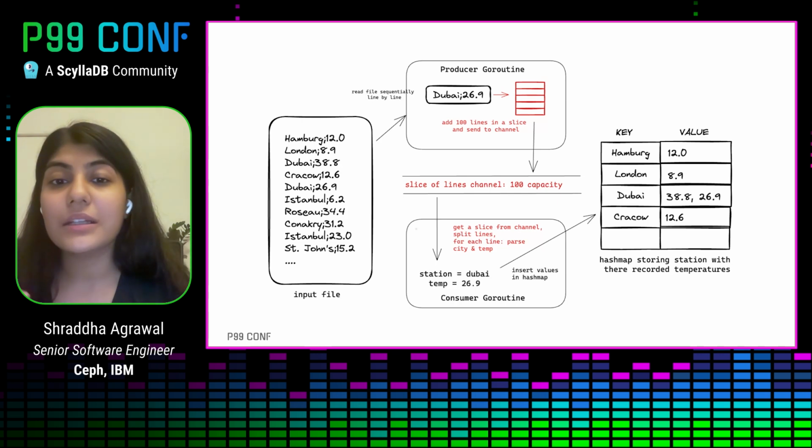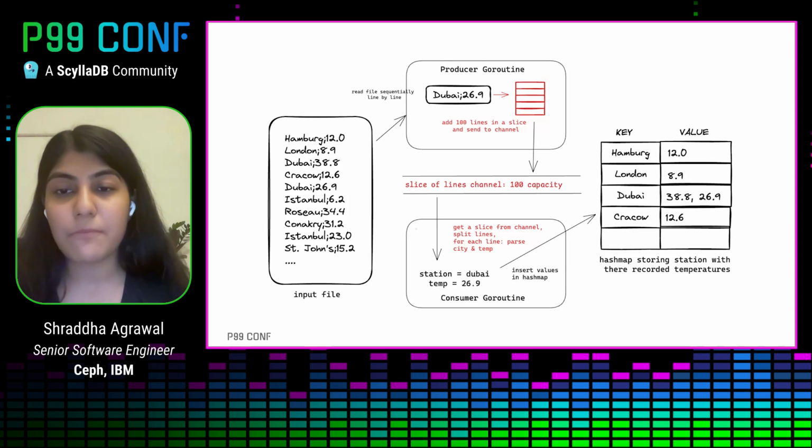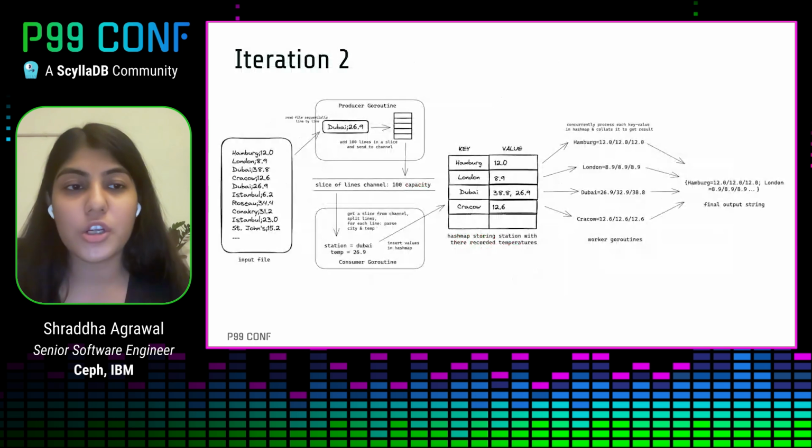Now we're sending 10 million slices of lines to the channel. And then the consumer coroutine is now responsible for getting the slice and then iterating over the slices to figure out the station name and temperature and inserting that in the hash map. So putting all of that together, this is what iteration 2 looks like.